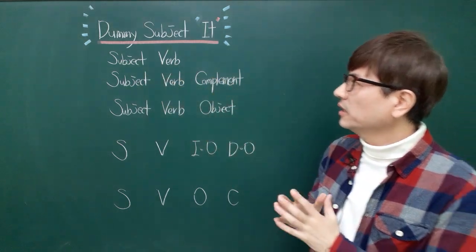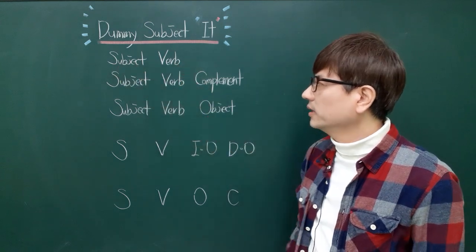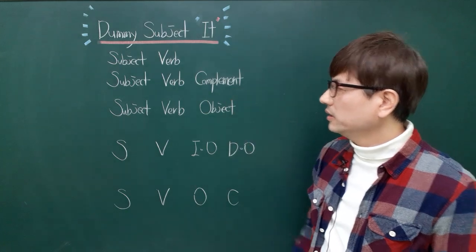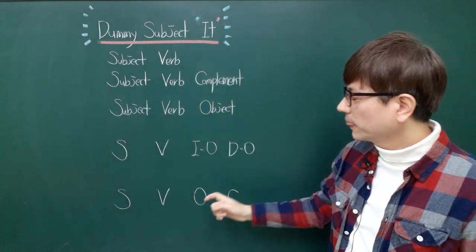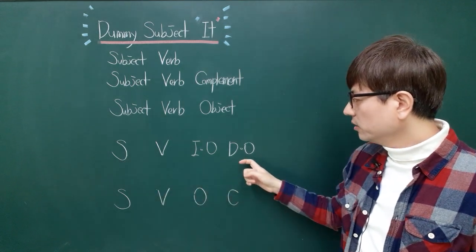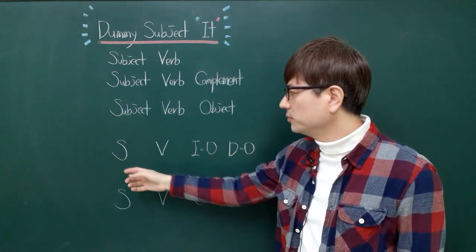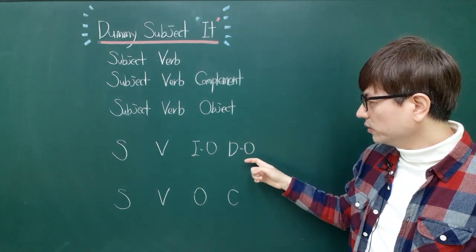An English sentence can be made up of subject and verb, and subject, verb, and complement. An English sentence also consists of subject, verb, object, and subject, verb, indirect object, direct object. So an English sentence can be made up of subject, verb, IO and DO.